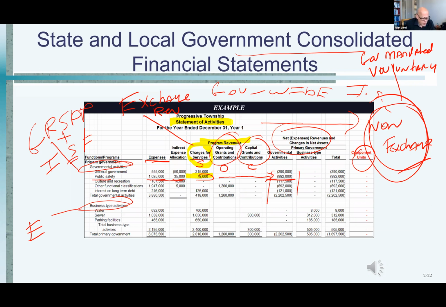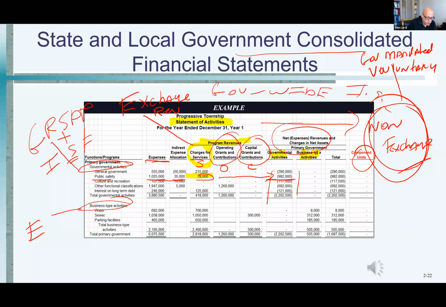Okay, so a couple of things to realize right out of the gate. We still have the governmental activities column. We still have the business type activity column. So just like we saw on the government-wide statement of net position, the balance sheet, we're also seeing governmental activities and business type activities for our income statement, for our statement of activities.